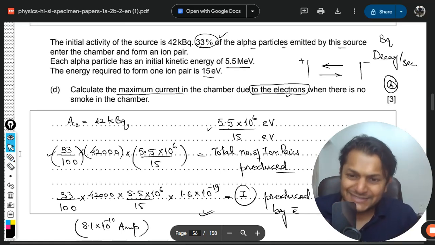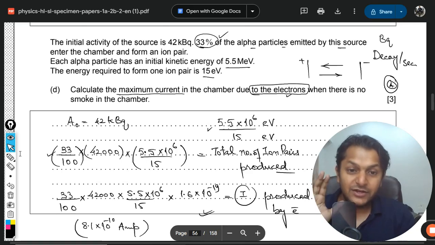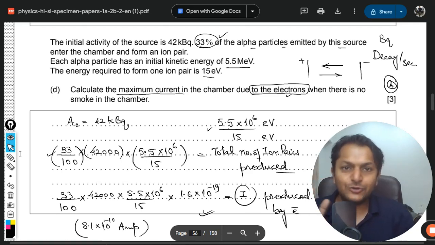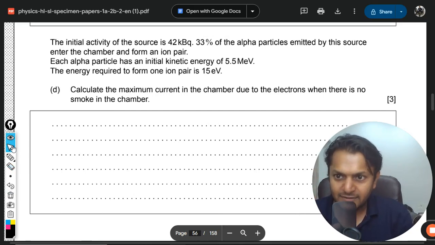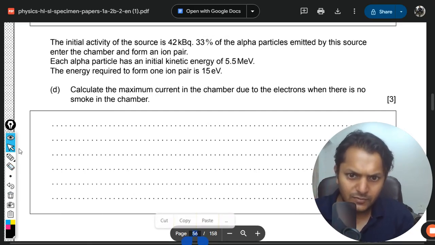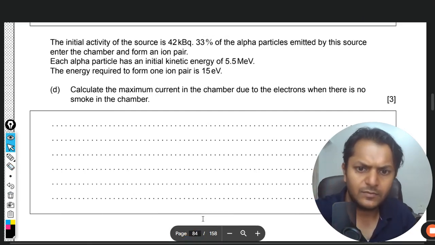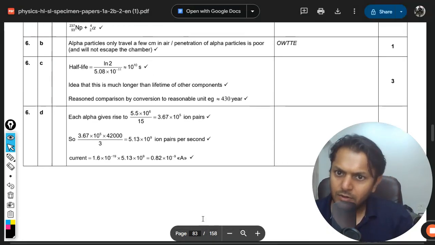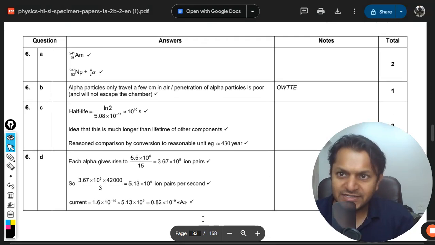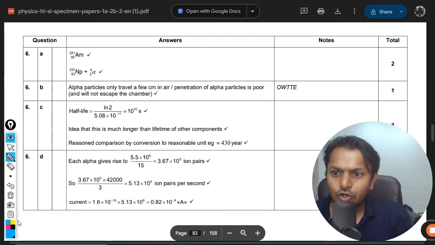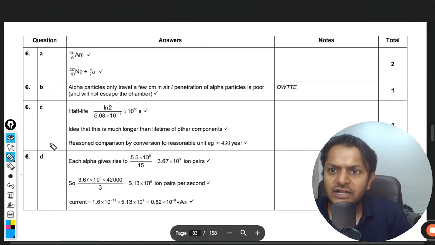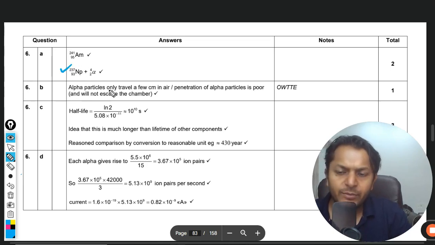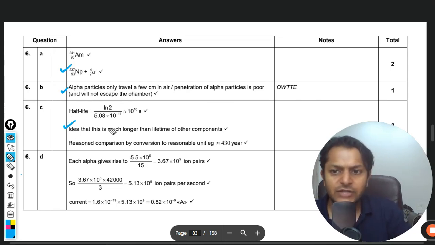Okay, dear students, let's see if this value is correct from the mark scheme. 8 into 10 raised to power negative 10. Well, absolutely correct. So our first answer is correct. The alpha particle only travels a few centimeters, and that is why it will not even escape the chamber. Half-life is given, yes. So that is the correct reason.